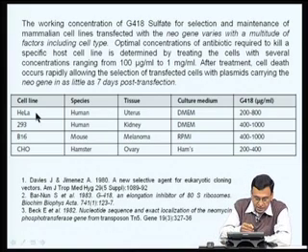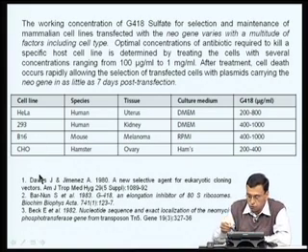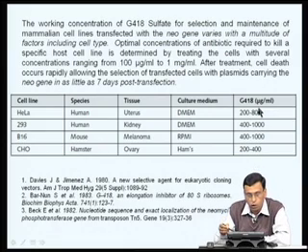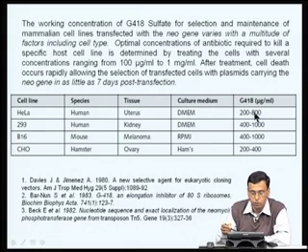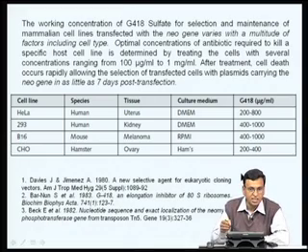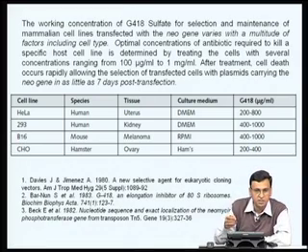So different cell lines require different amounts of G418. Some cells require less G418 to be killed and some cells require more G418 to be killed, and this has to be standardized depending upon what kind of cell line you are using for expressing your gene.